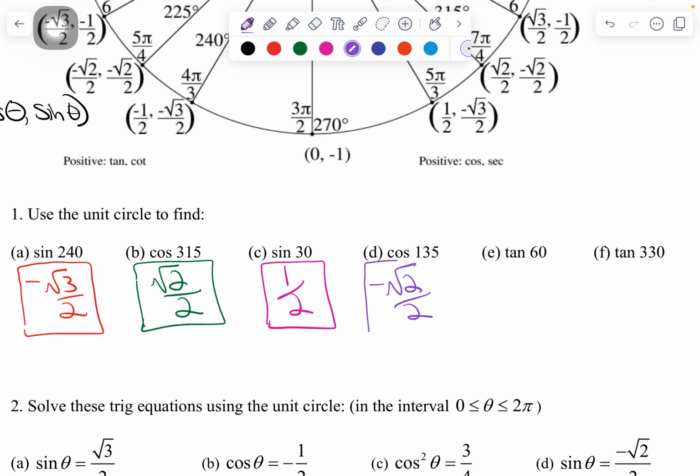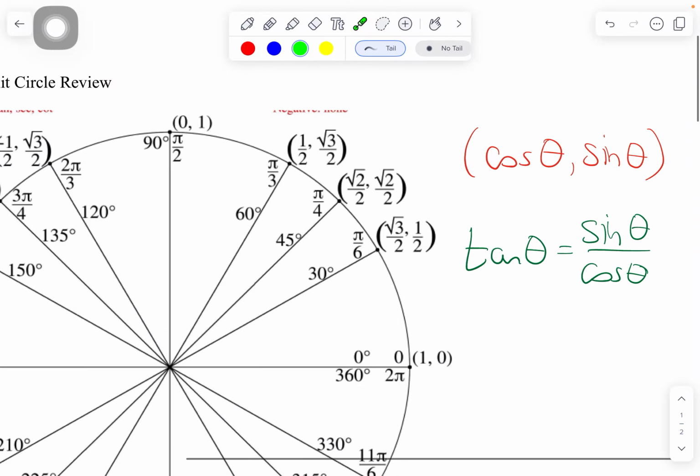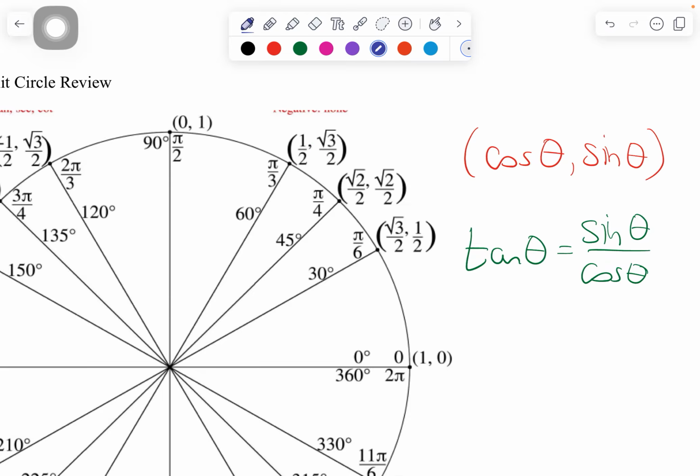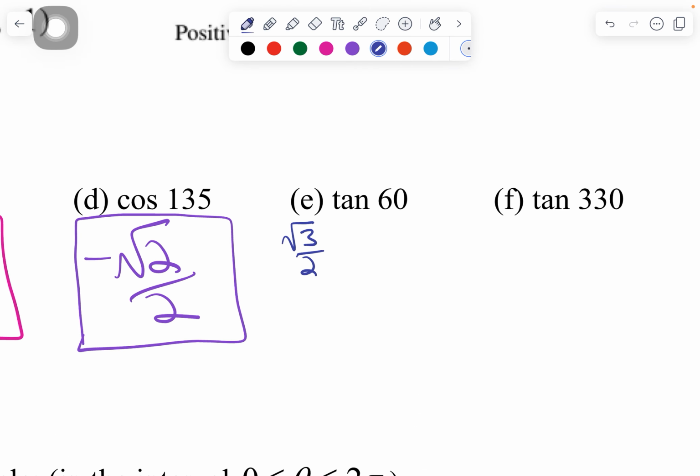All right. Now these last two, part E and part F, we've got to deal with tangent. So the tangent of 60, I'm going to go up to my 60 degree information. All right, so that's right here, and I'm going to create a fraction out of it. So I'm going to take the sine piece, which is root 3 over 2, divided by the cosine piece, which is 1/2. It's going to make a big old fraction for us. Root 3 over 2 divided by 1/2.